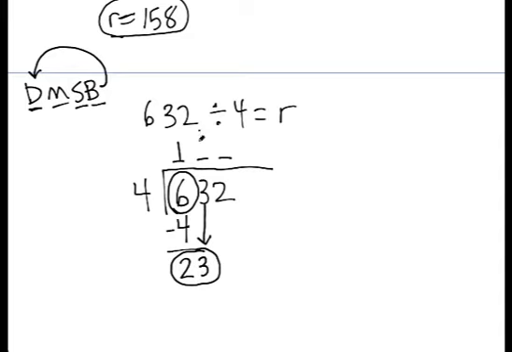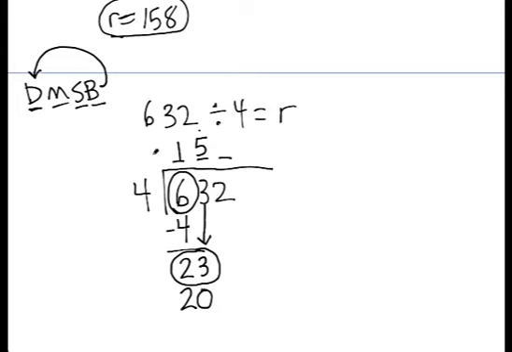That answer is going to go right here, right above the digit that you brought down. It'll go in the tens place. How many times can 4 go into 23? Well, you can think of your multiples of 4. 4 times 6 is 24. That's too big, so it's probably going to be 4 times 5. 5 times 4 is 20. And you put 20 underneath 23.